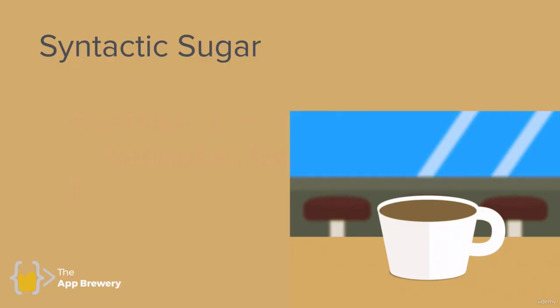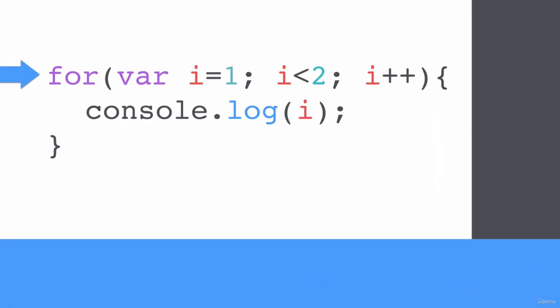So as you can see, the for loop is essentially what we would call in programming syntactic sugar. It just sweetens up the syntax and makes it a little bit easier for developers and programmers to write. So let's take a look at this for loop in action.